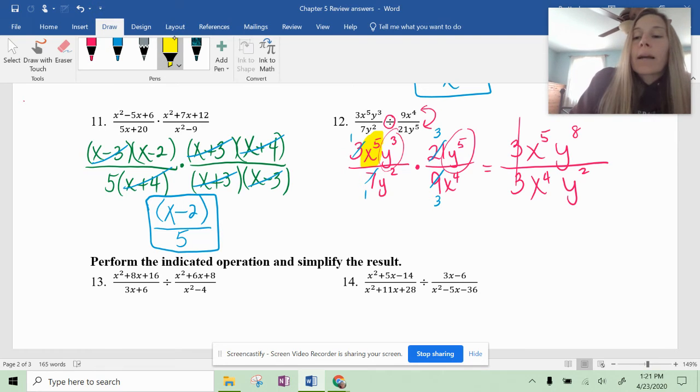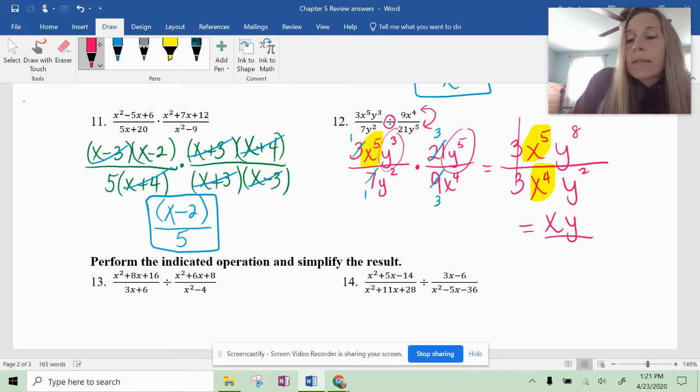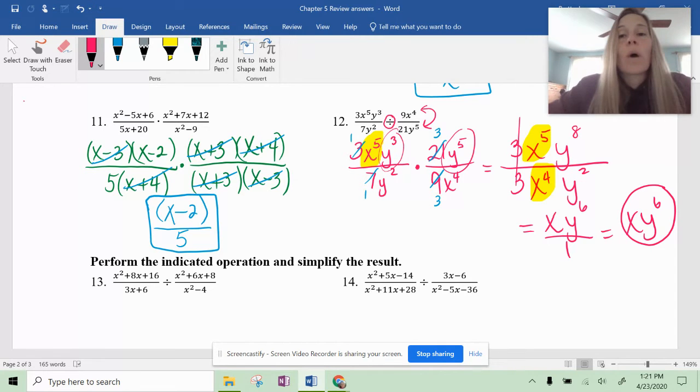Now you've got your x to the 5th and your x to the 4th. So when you subtract those exponents, you get an x on the top. And then when you do your y's, 8 minus 2 is y to the 6th, also on the top. So since there's nothing left on the bottom, you can just leave your final answer as xy to the 6th.